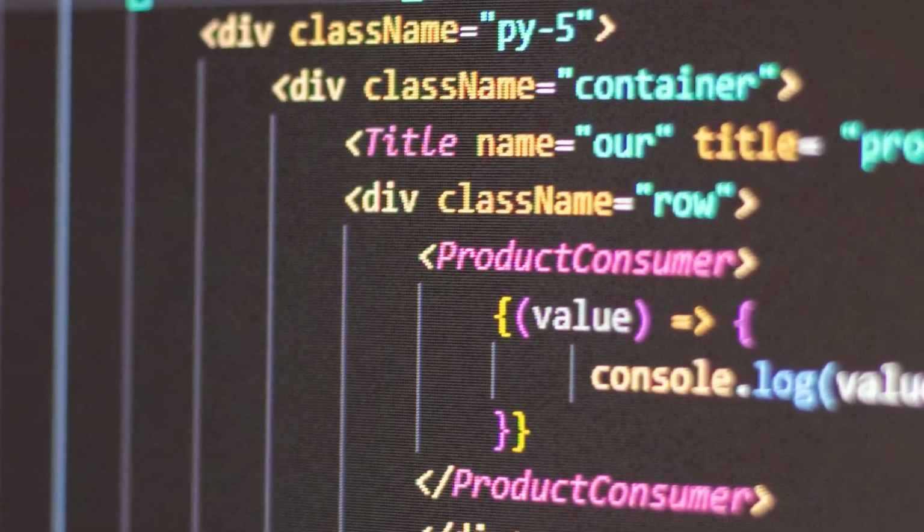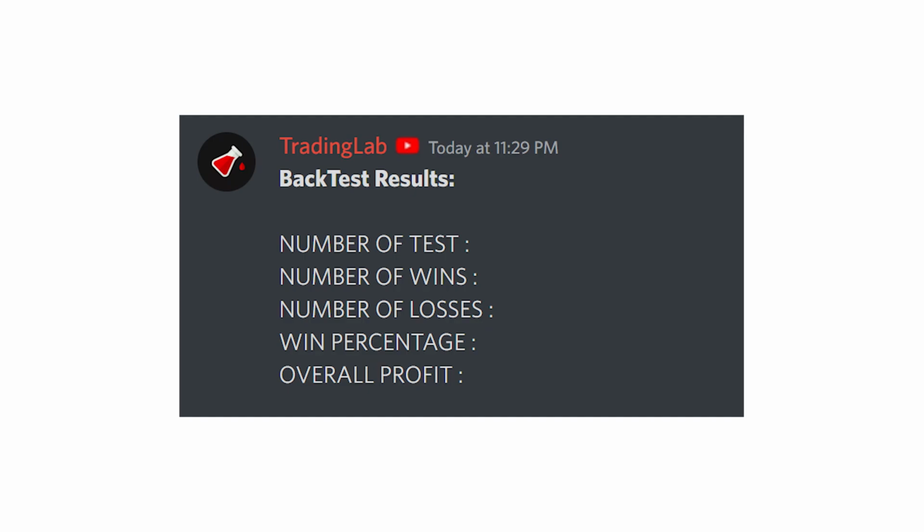Now it's time to go over the backtest results. So we ended up testing this strategy with 77 trades. 48 were winners, 29 were losers, giving this a 62% win rate. Out of all the trades, the strategy profited 1,040%, which is absolutely insane.